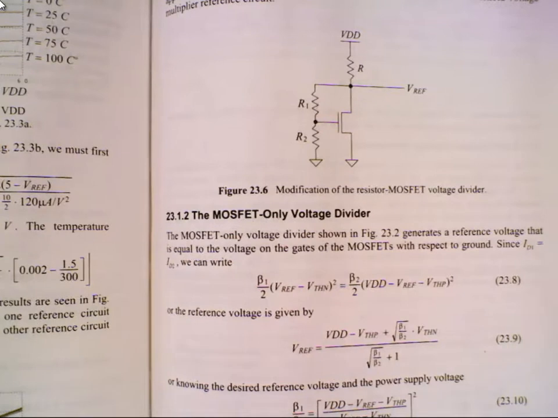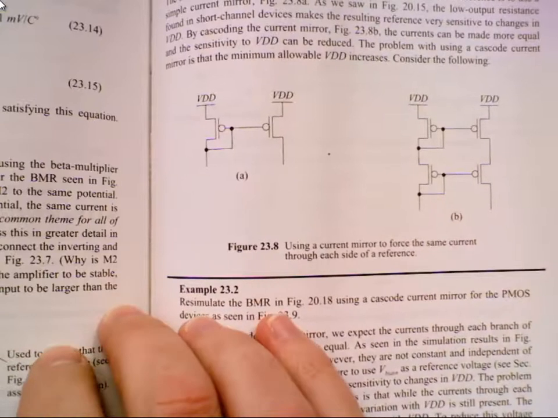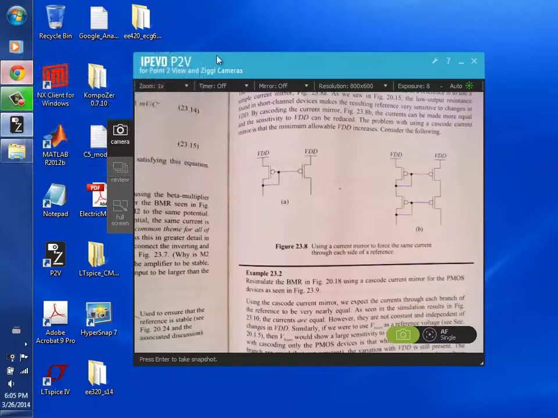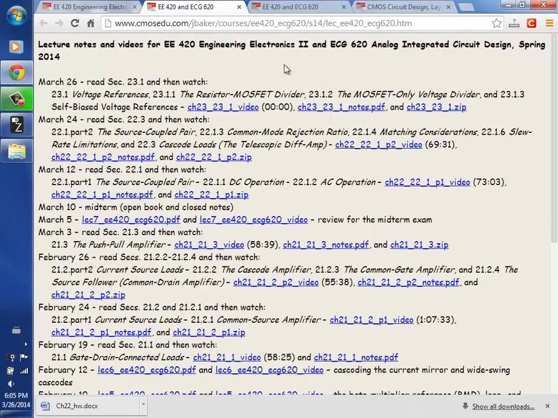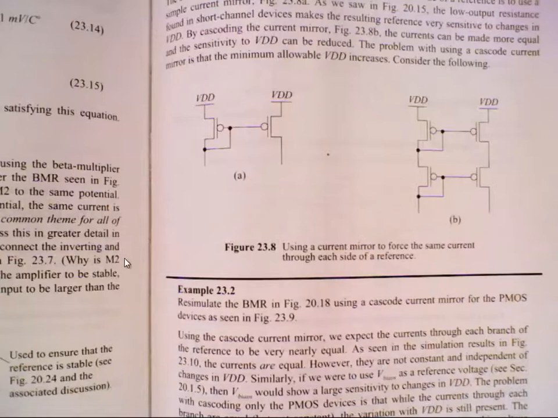Maybe we should go through these a bit more, but what I wanted to do was make sure I'm covering what I said I would cover today. I want to get to self-biased references and spend the time on them. I want to start out in particular and talk about the beta multiplier, because we already know how it operates, and I want to talk about how we could use that as a voltage reference.